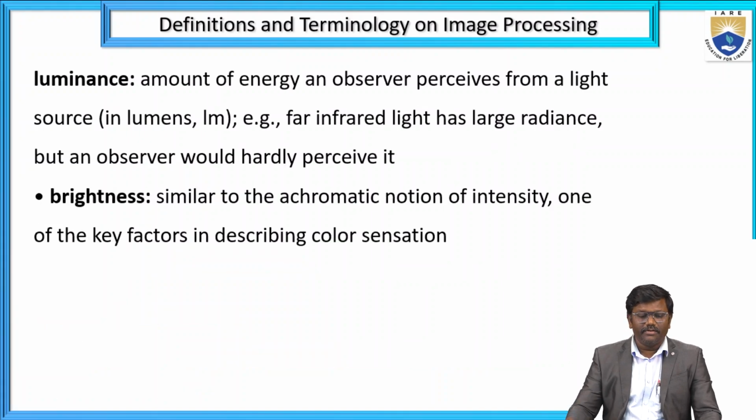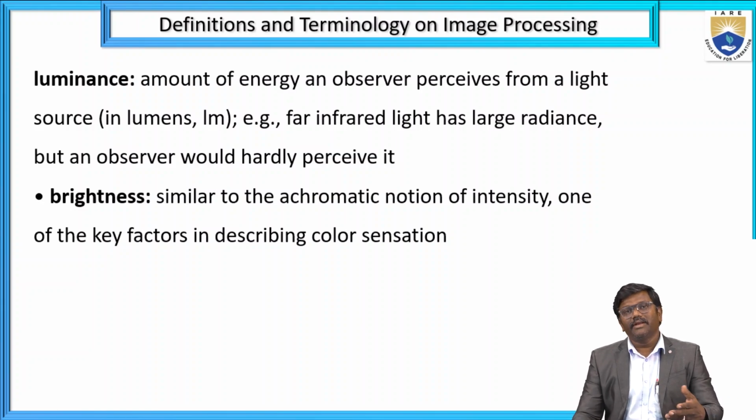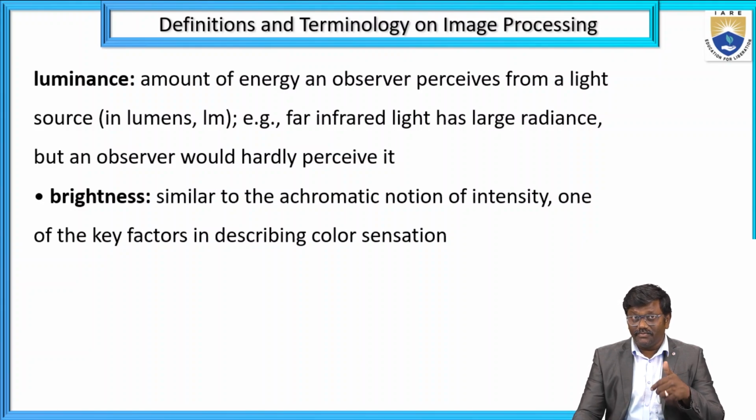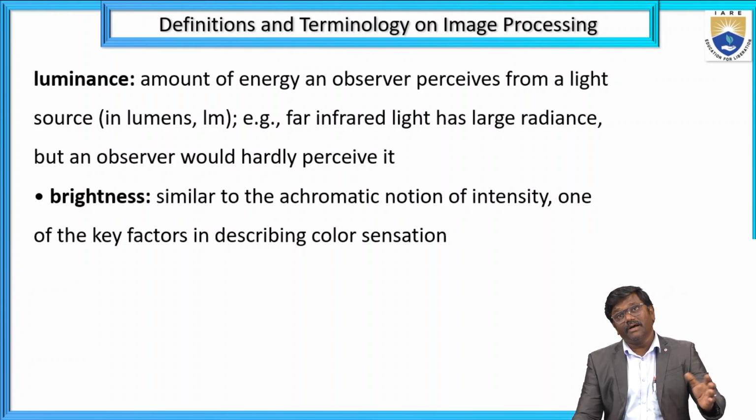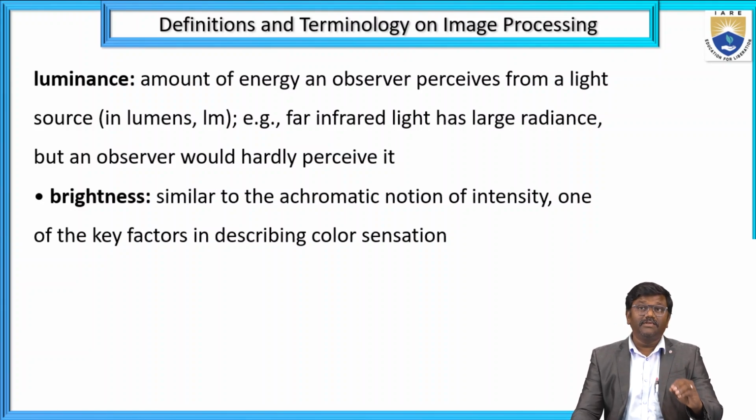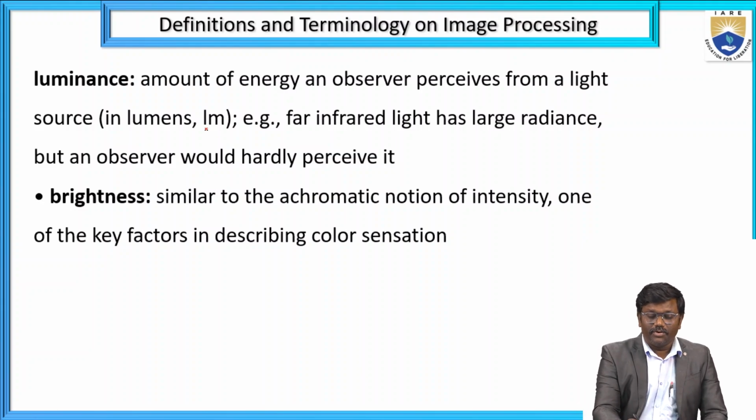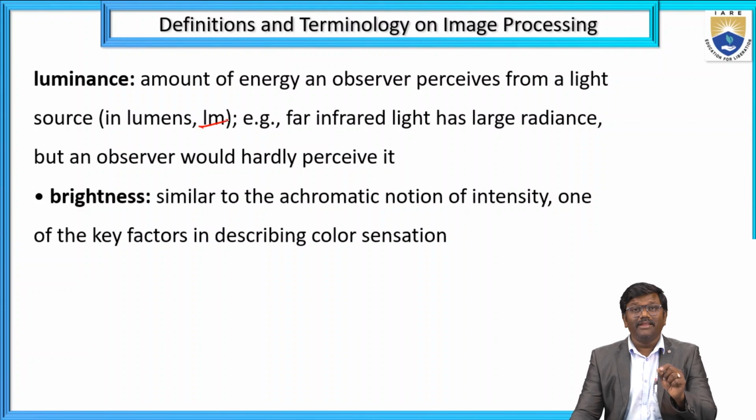Let me go ahead to understand illuminance and brightness based on radiance. What do you mean by radiance? Radiance is the source of light, which we define in terms of watts. But illuminance is the amount of energy which an observer perceives from a light source, in terms of lumens, simply notated as LM. So that terminology is used here. What is the LM terminology? It is luminance.